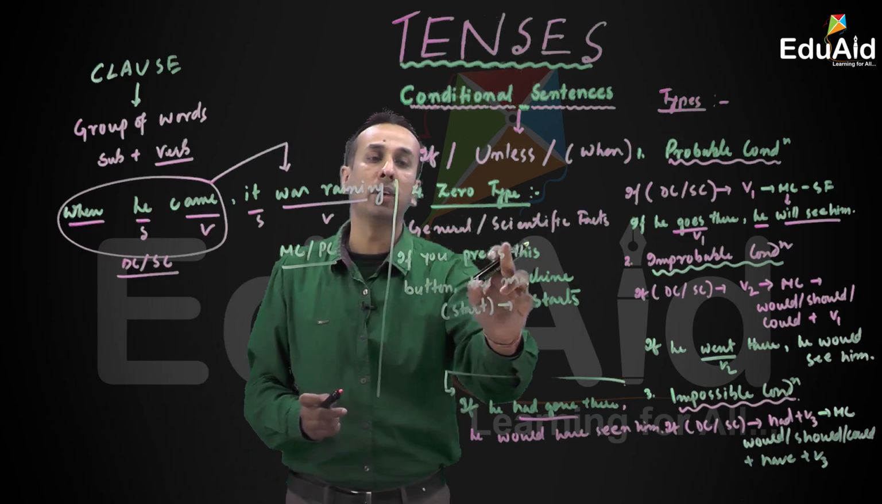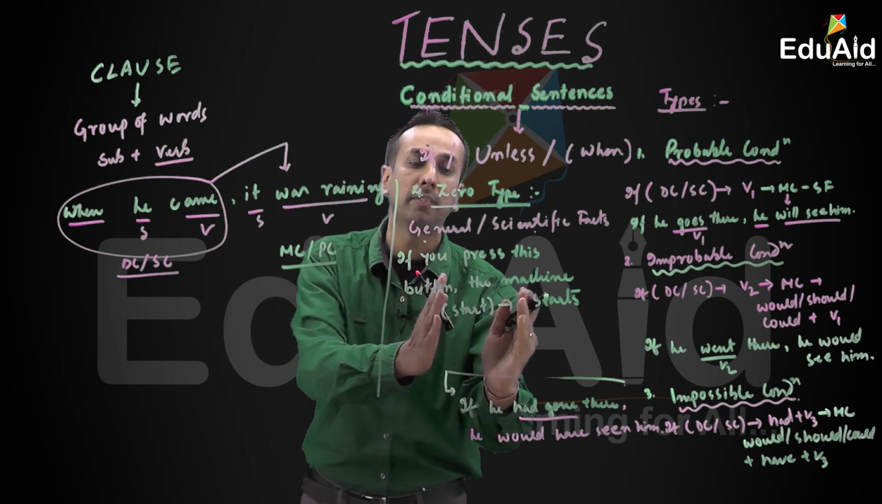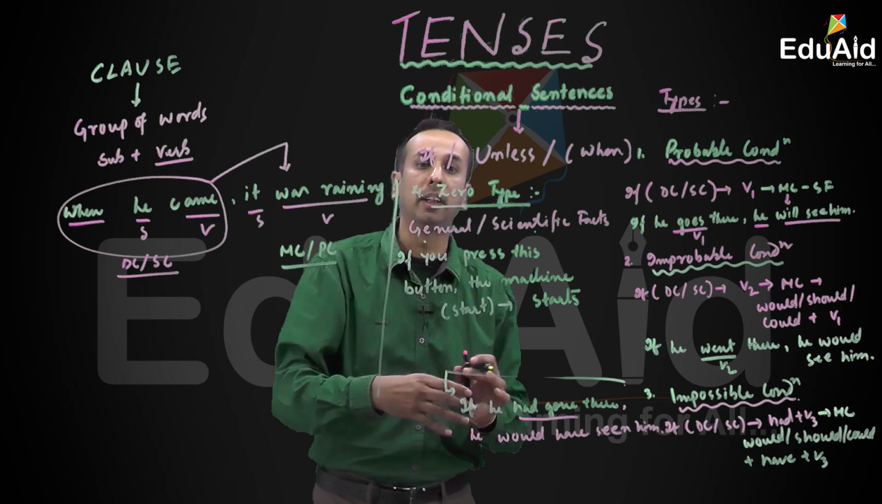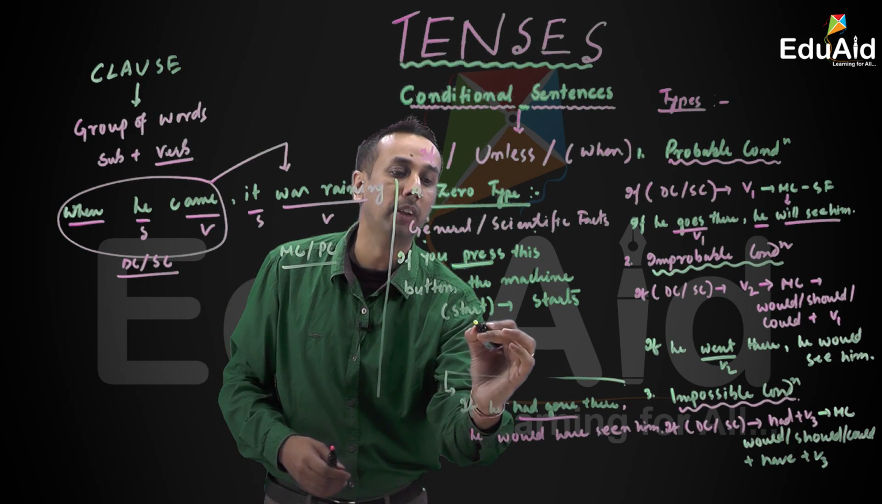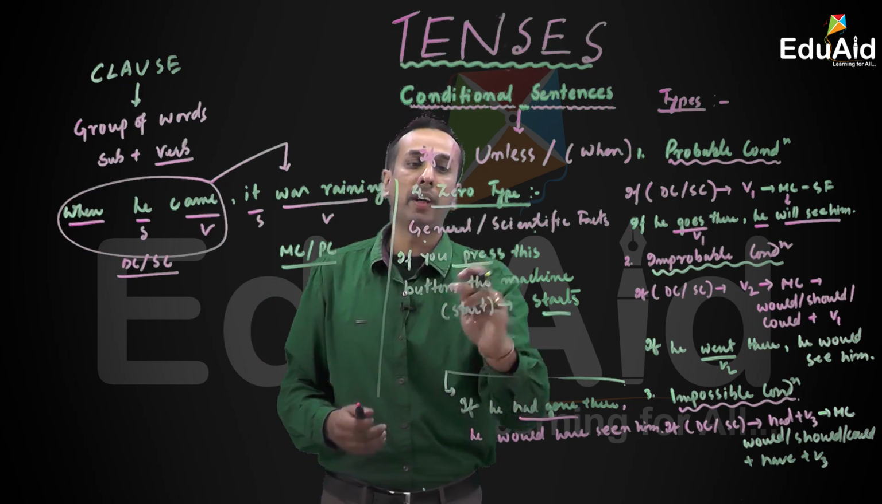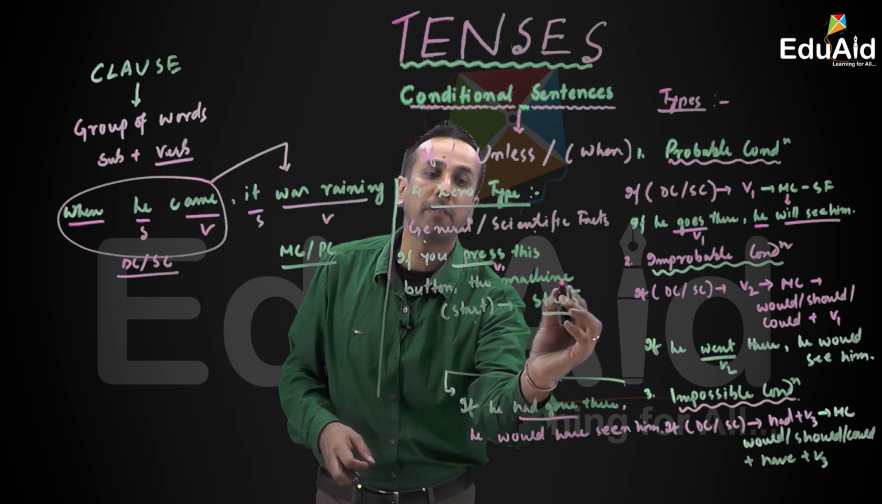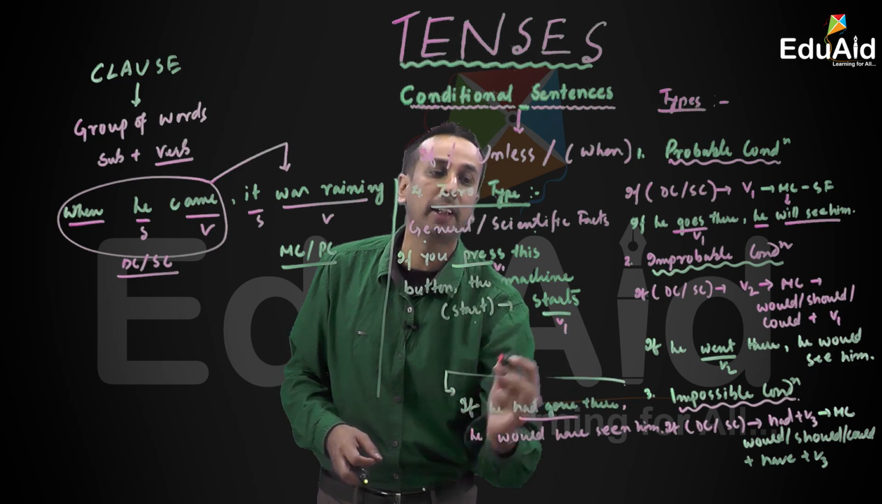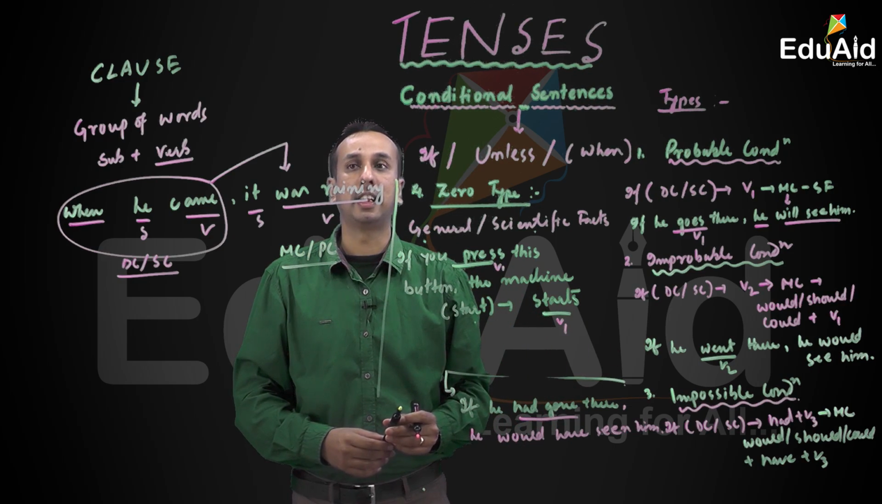yet a type number 1. Do not confuse the zero type with it, because that's a general or scientific fact about this particular machine. Both the DC and the MC will be in the present form. If you press this button, V1, and starts, because the machine is third person singular number, the verb will take S or ES. That in a nutshell is the conditional sentences.